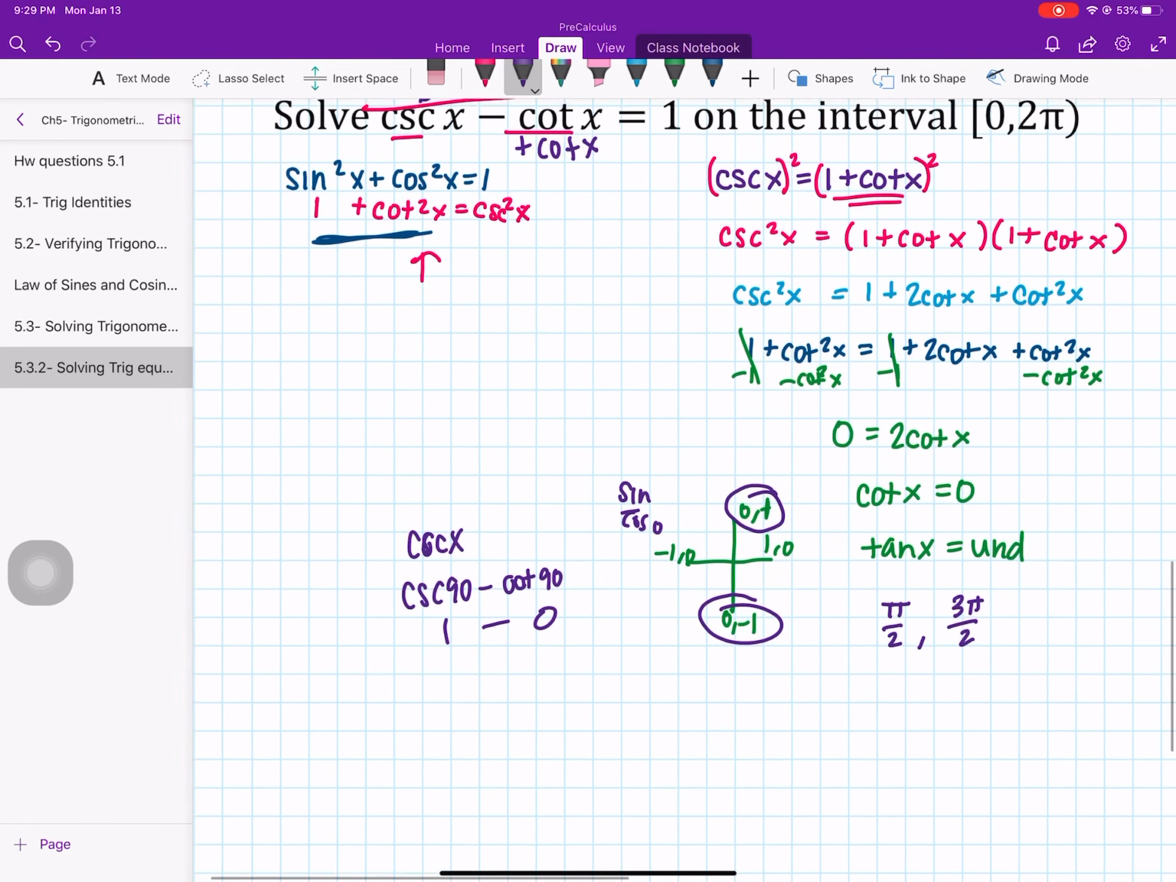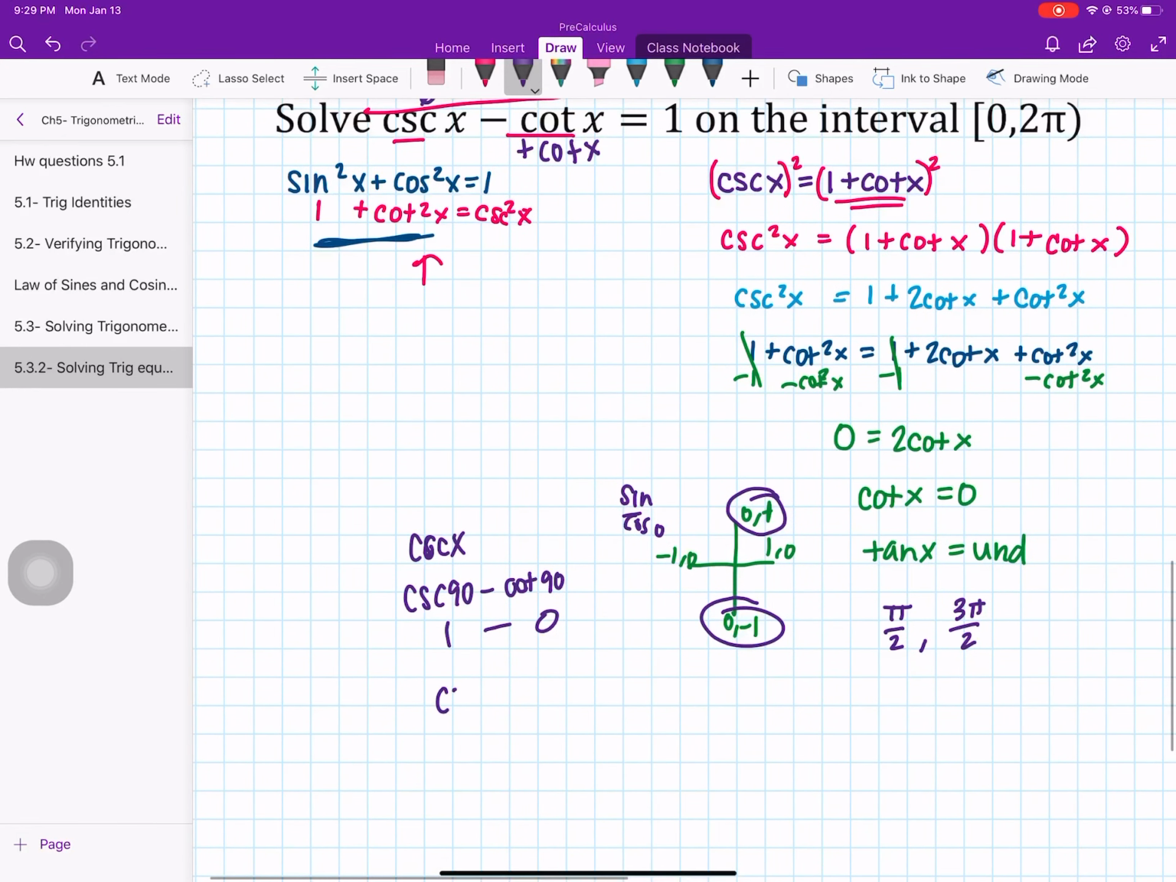And then for 270, my cosecant of 270, again, that's -1 minus 0. Well, that gives me -1, which isn't really cool because I'm going for +1. So that part is a no solution. So there's only one answer here that makes it true.